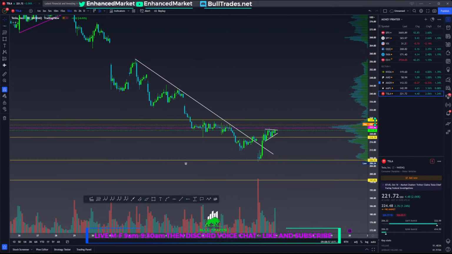226 or 227, doesn't need to be exact. This is a nice little consolidation period that we're going to need to break through. Look at the volume on the right hand side by price, and we're sitting right here. So if this can break, we should see a push up to the next level, and then we also have a gap to fill.